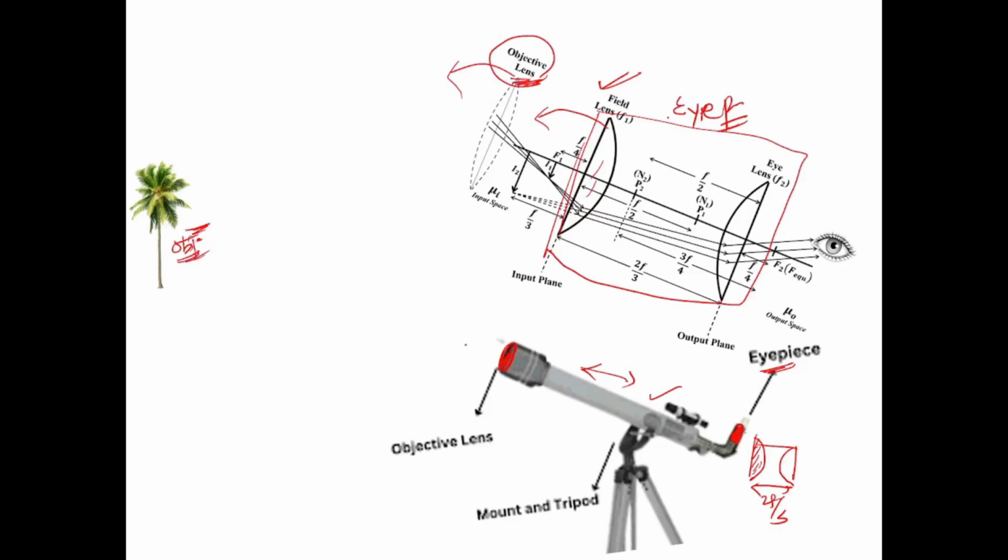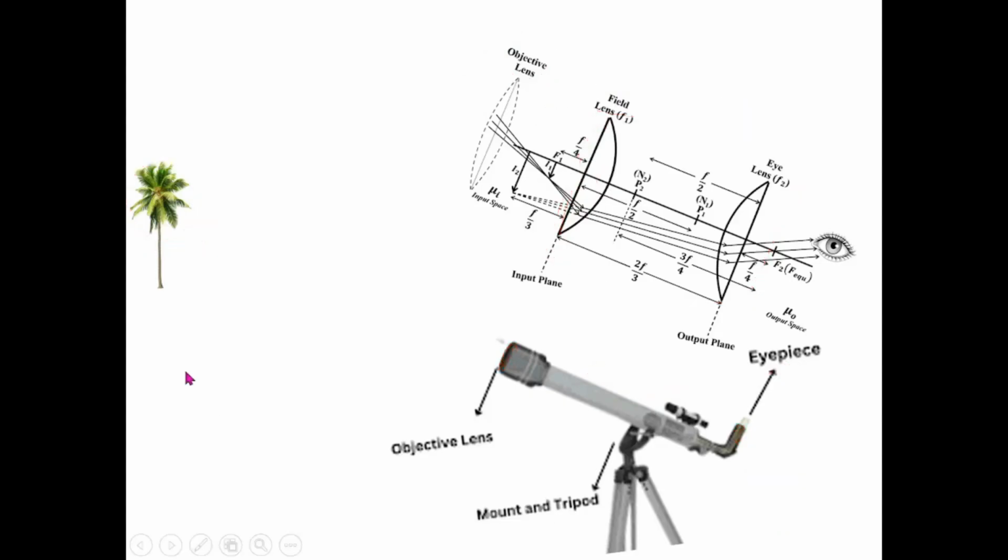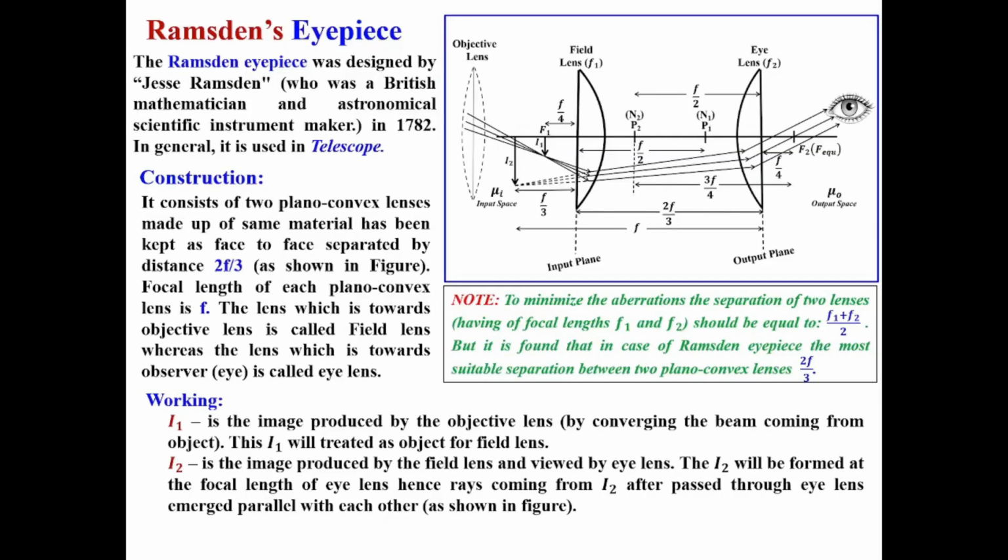The objective lens collects the light from the object and creates an image in front of the field lens. This I1 is nothing but the image created by this objective lens in front of the field lens, and this I1 will act as the object for this field lens, which will be viewed by the viewer through this eye lens. Got it? The same thing I have written over here.